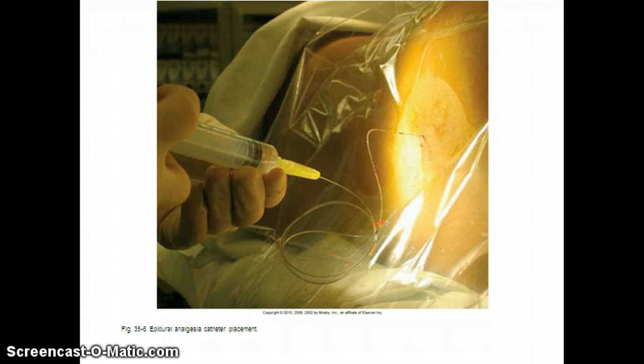This is just a picture of the catheter going into our patient's back, so you can see it right there. And then you can see there's a little pale fluid in here, and that would be your cerebral spinal fluid.